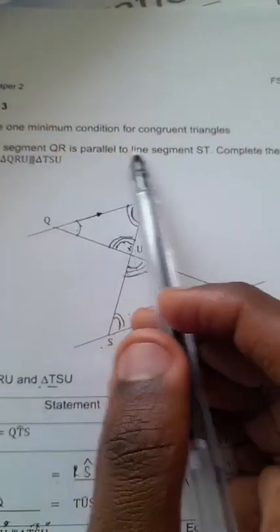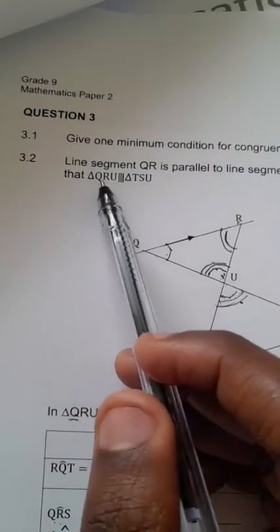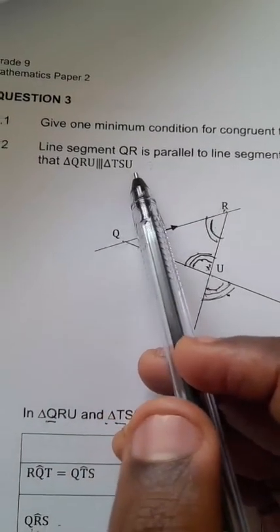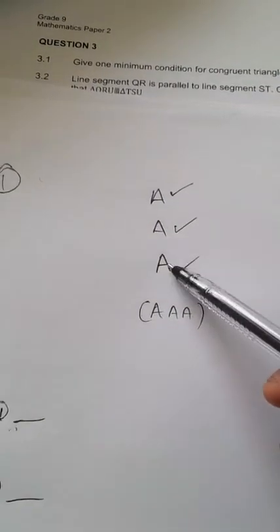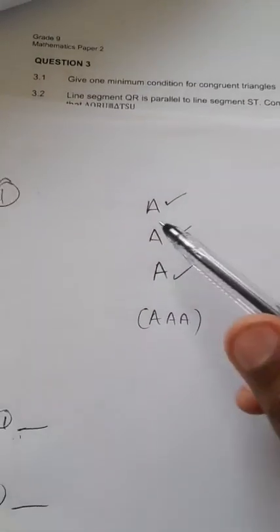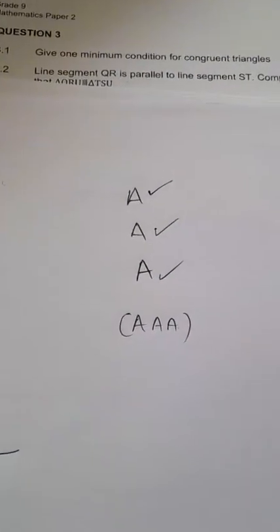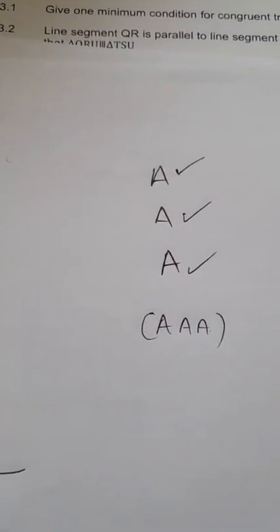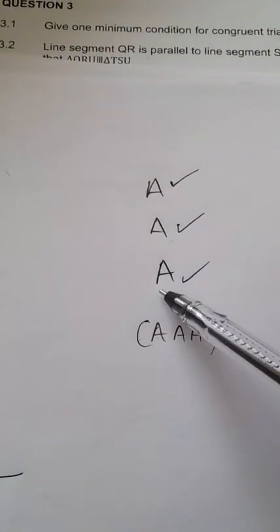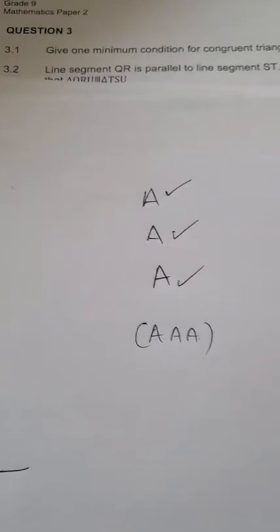So if we go back to the question, what did they say? Line segment QR is parallel to line segment ST. Complete the following proof that triangle QRU is similar to triangle TSU. Didn't we just do that? Yes. How? By using one of the cases of similarity, which is A. Guys, the case of similarity, A, is only applicable to similarity. It does not apply to congruency. We talked about the cases of congruency. A only applies to similarity. This is one of the cases of similarity.